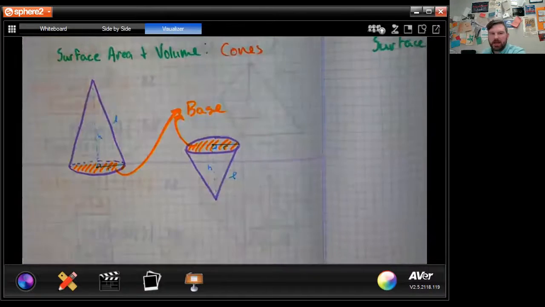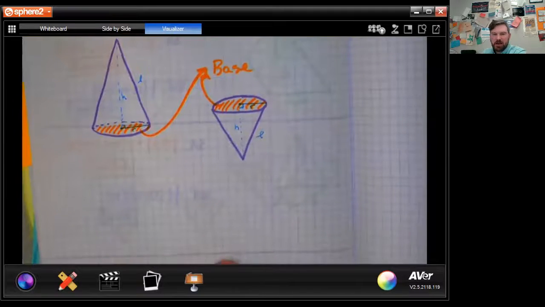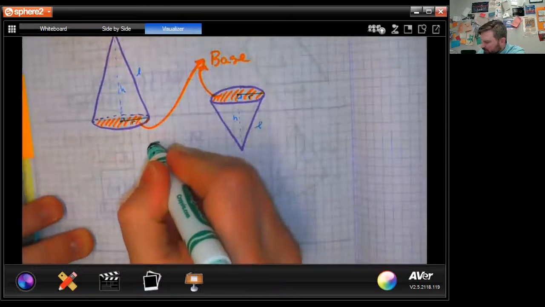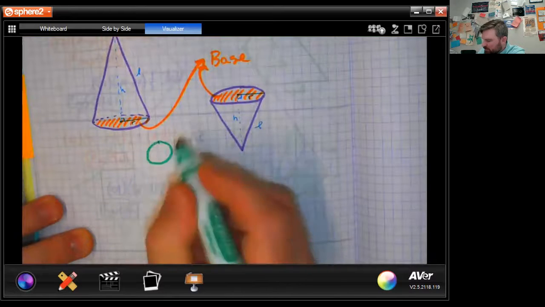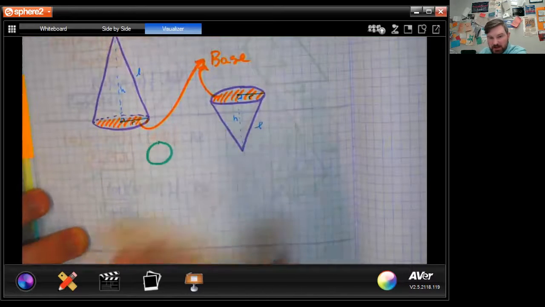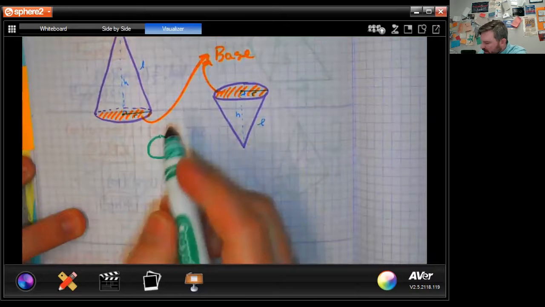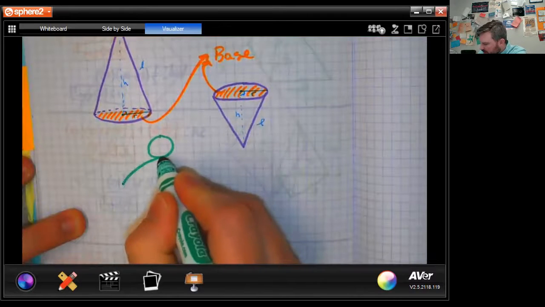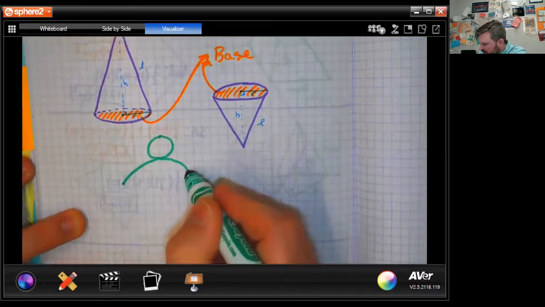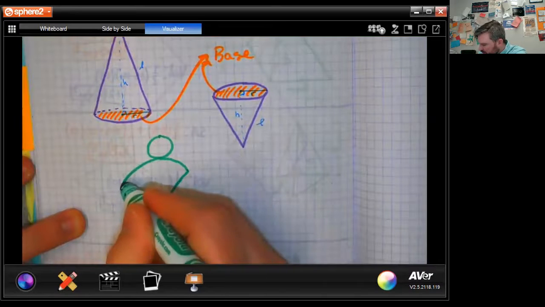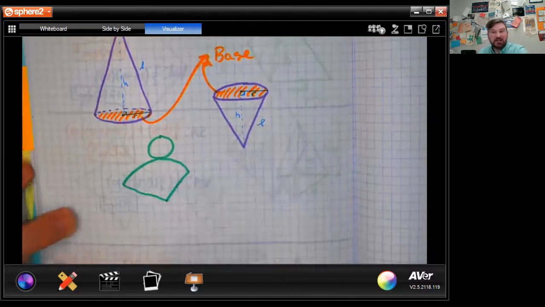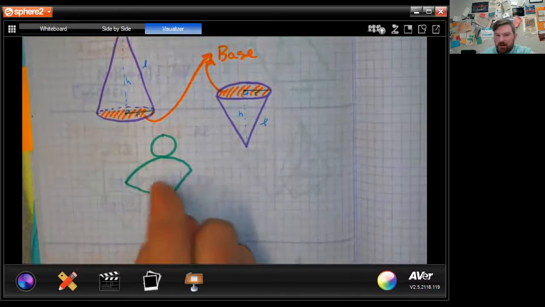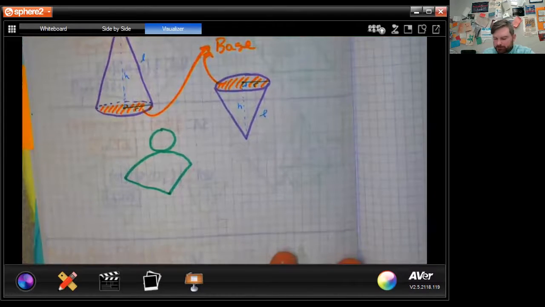If we want to look at the surface area, I like to draw the net for the surface area. So we have our base, which is a circle. So you need to find the area of a circle. And then you have this funny looking shape that may look something like this. Sort of a pie piece. It's actually called a sector. Okay, and you would have to find the area of this sector.